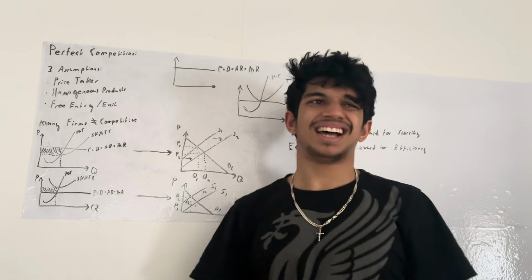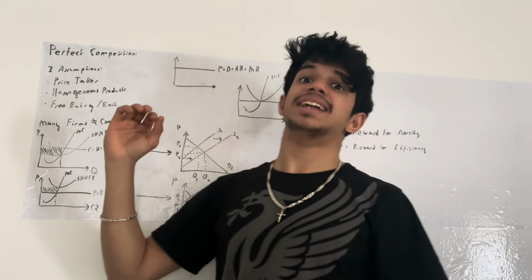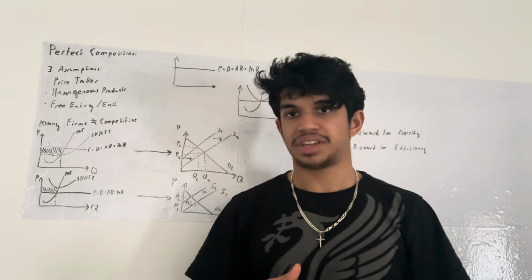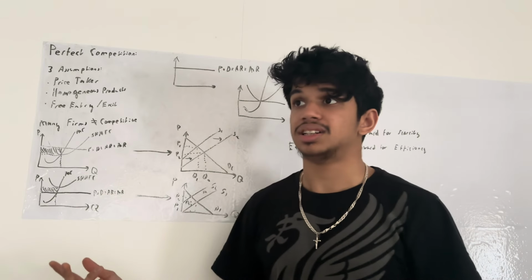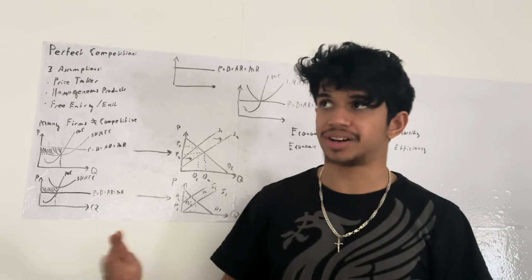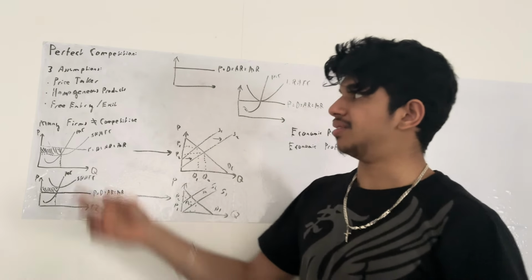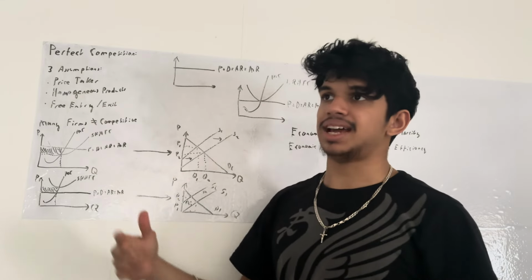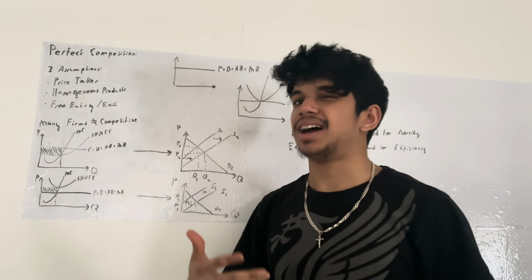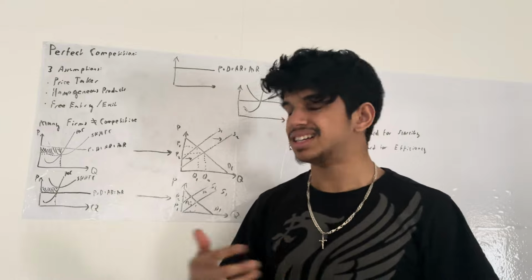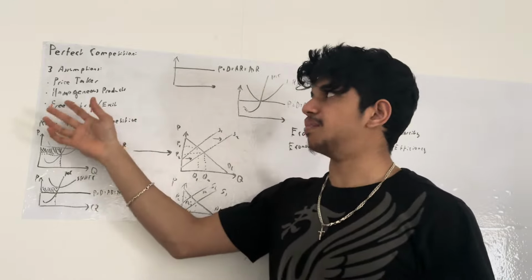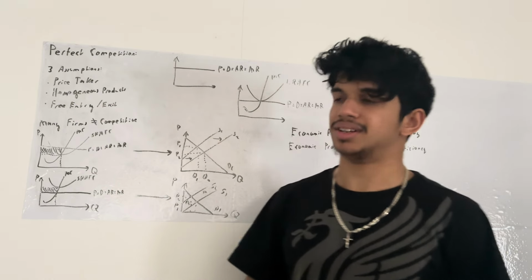Now, the sad thing about perfect competition is that it only exists in theory. It doesn't exist anywhere else. The closest market we have is agriculture because, hey, there are price takers and there are homogeneous products, but there is some kind of barrier to entry. You need a lot of land. So that's the reason why we can't really call it a perfectly competitive market.